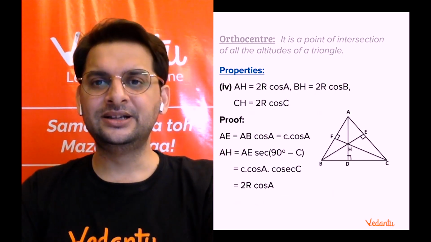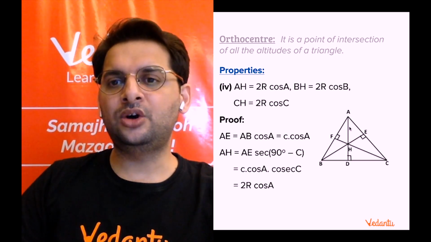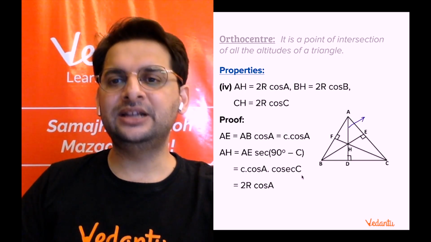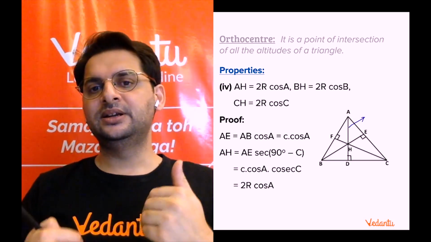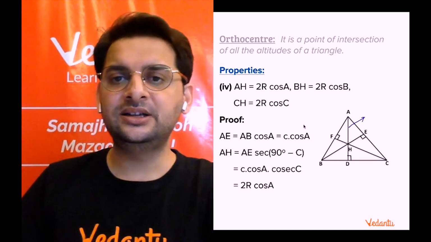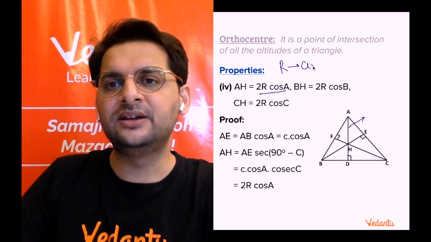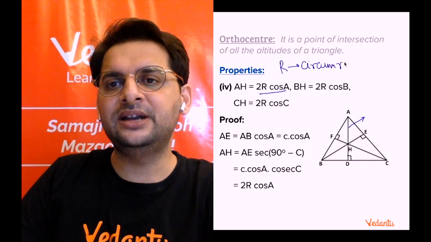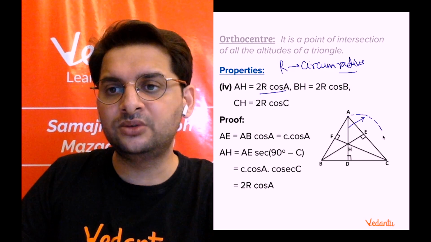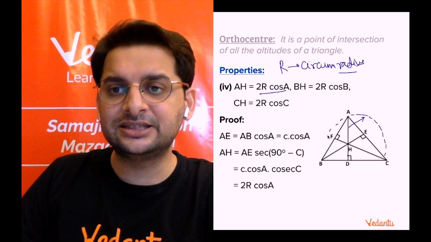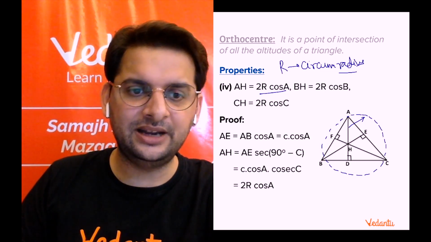Right. So these are some important properties. And the last one is the length of AH, that is the length from the vertex to the orthocenter. This is 2r cos A, where r is the circumradius. What does circumradius mean? If we draw a circle passing through all the 3 points, that radius is r.